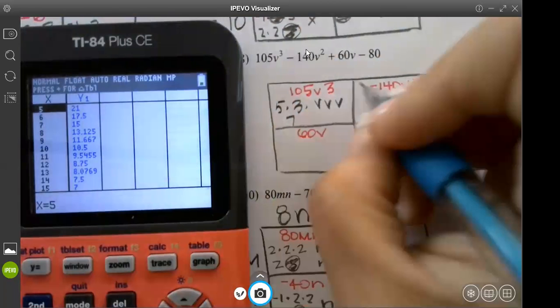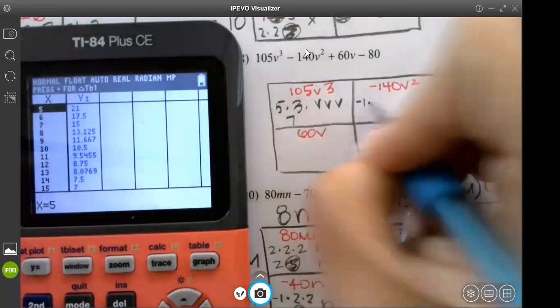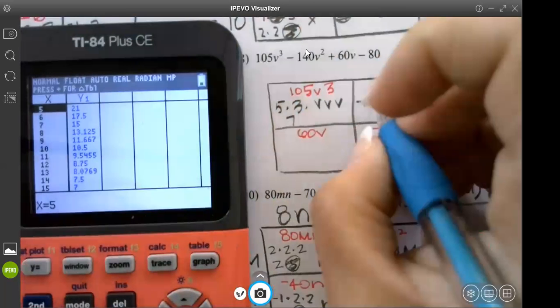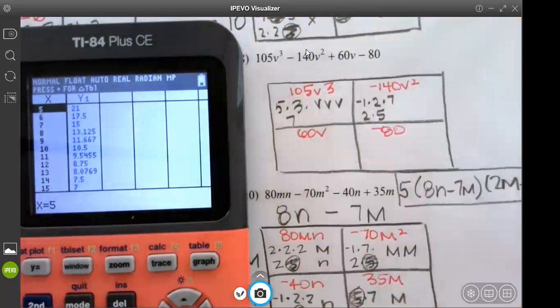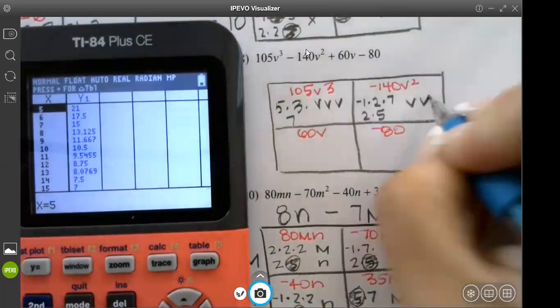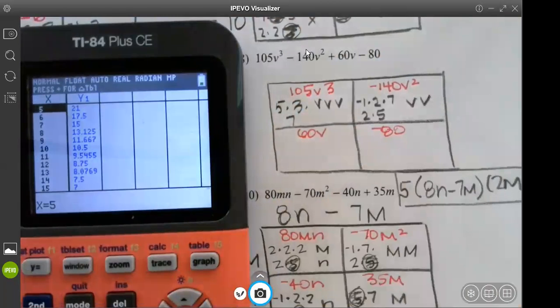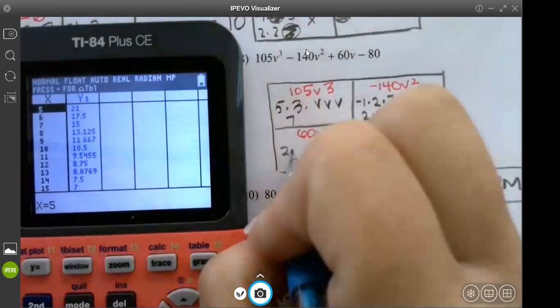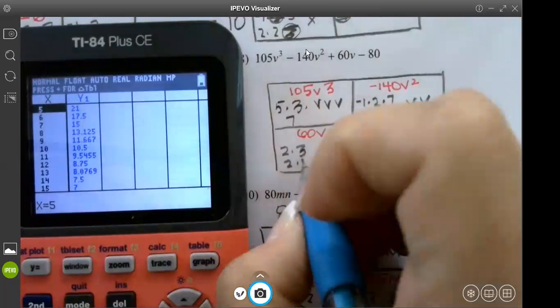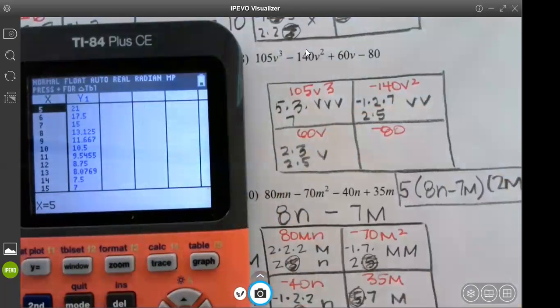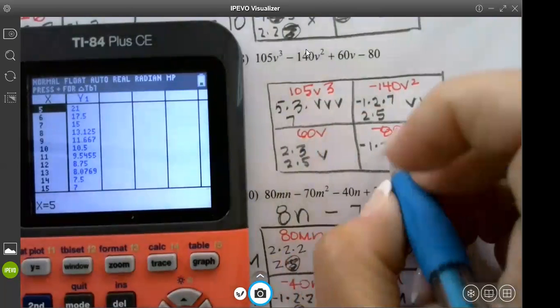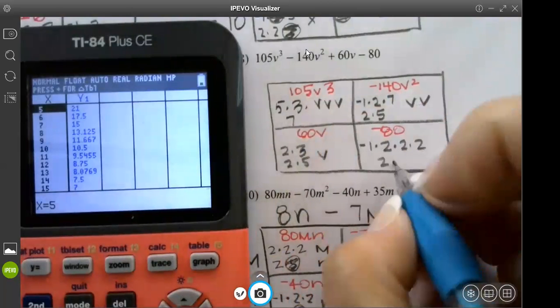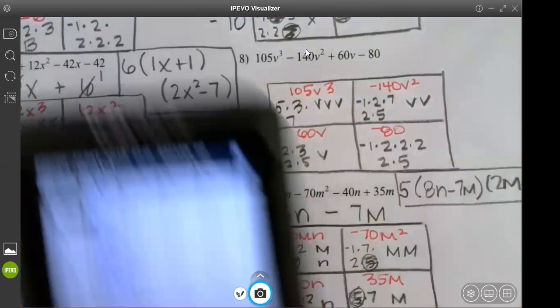Negative 140, we're going to have a negative 1. 140 is 14 and 10. 14 is 2 and 7. 10 is 2 and 5. And 2 V's. 60 is 6 and 10. 6 is 2 and 3. 10 is 2 and 5 and a V. And then negative 80 is negative 1. 8 is three 2s. And 10 is 2 and 5.